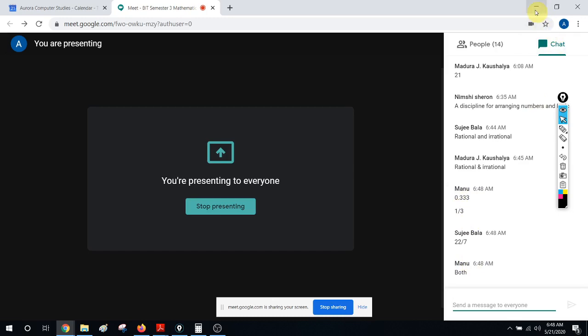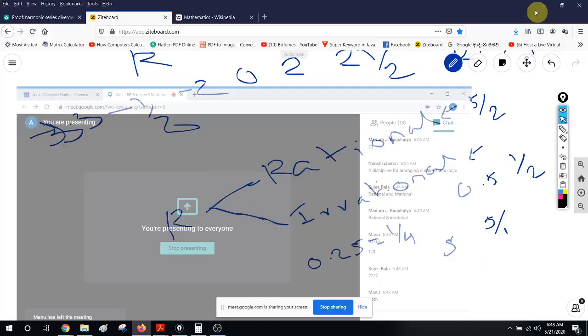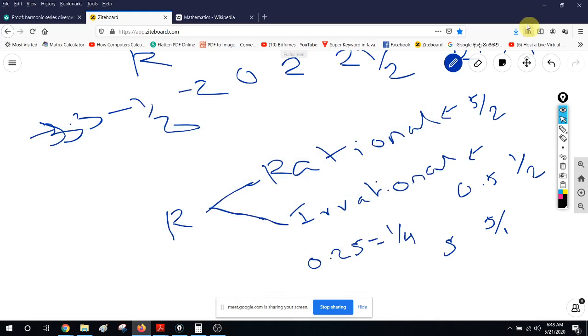The first one says 0.333 and the second answer says 1 divided by 3. I asked which one is your answer, and the answer I got is that both are the answers.